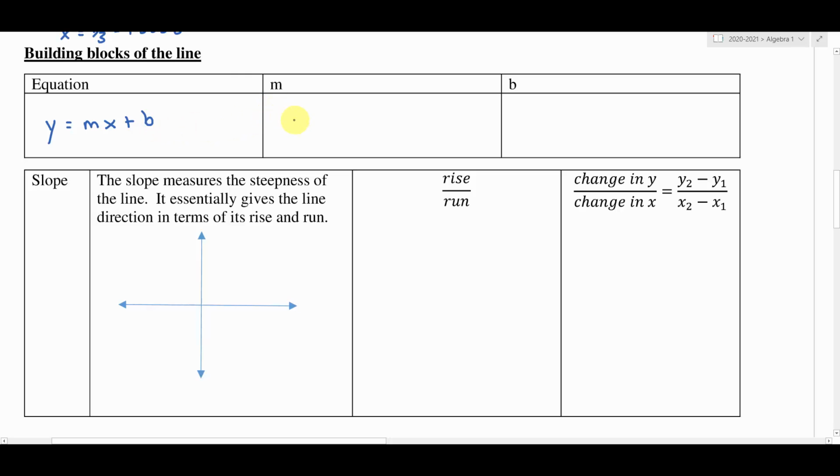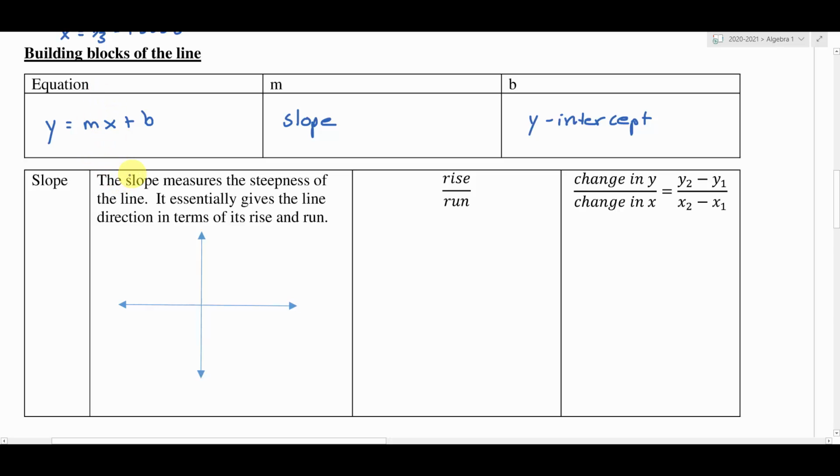All right, and m represents the slope. We're going to talk about what slope is in detail here, but it represents the slope of the line, and b represents the y-intercept. Okay, so we have to be able to identify these two pieces of information if we're going to be writing equations for lines. All right, so let's talk a little bit about the slope.